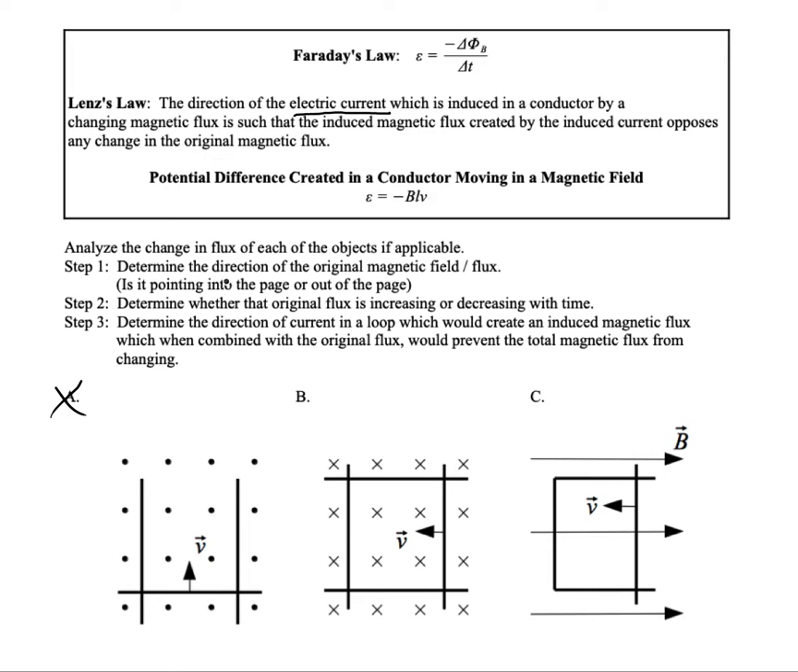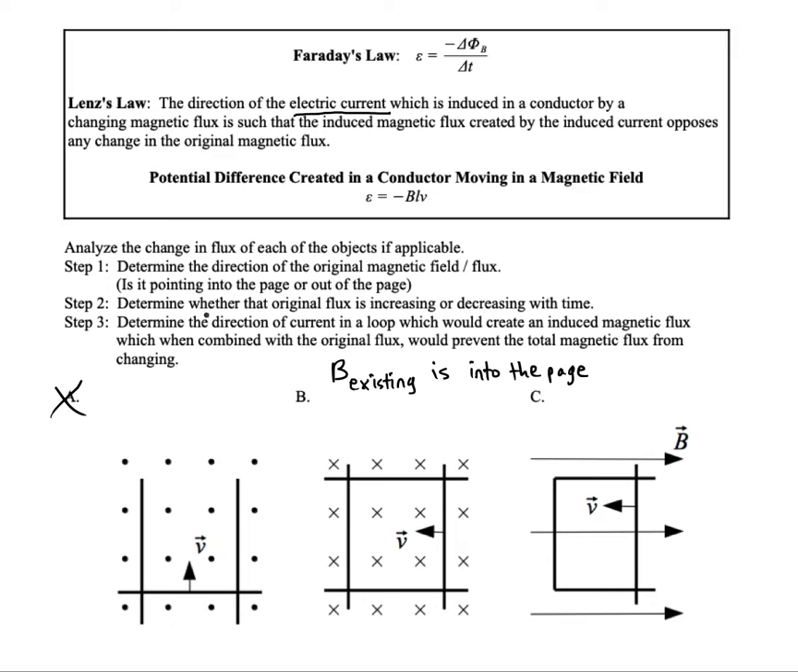First, determine the direction of the original magnetic field or flux. Clearly, in this loop here, the magnetic field is directed into the page. Now, this is an existing or original magnetic field, and it is directed into the page. That's step one.